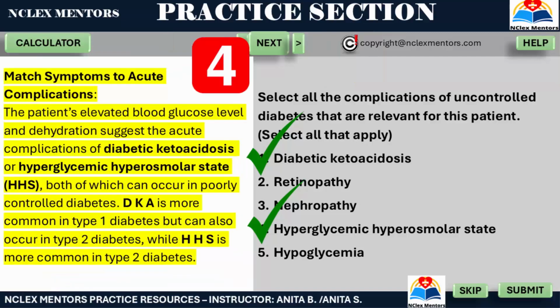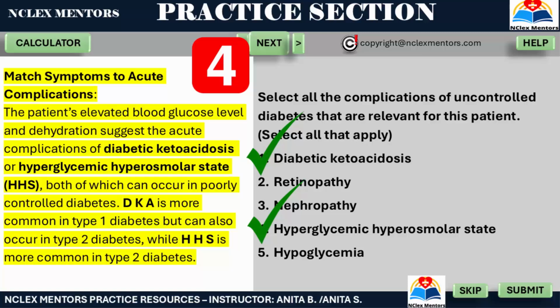Then in the end, match symptoms to acute complications. The patient's elevated blood glucose level and dehydration suggest the acute complications of diabetic ketoacidosis or hyperglycemic hyperosmolar state, HHS, both of which can occur in poorly controlled diabetes. DKA is more common in type 1 diabetes, but can also occur in type 2 diabetes, while HHS is more common in type 2 diabetes.